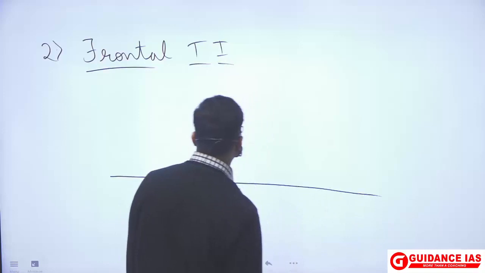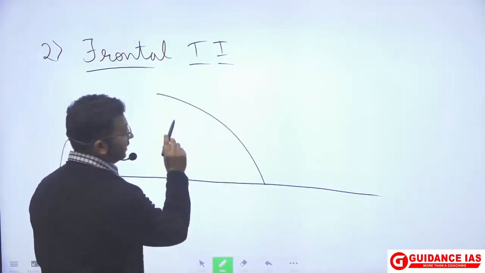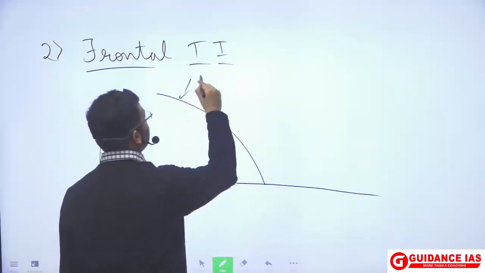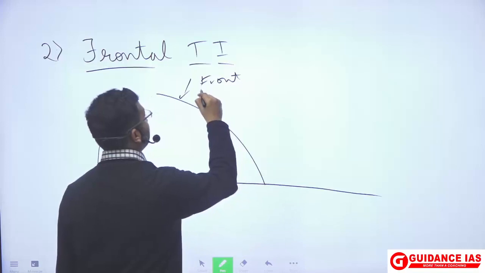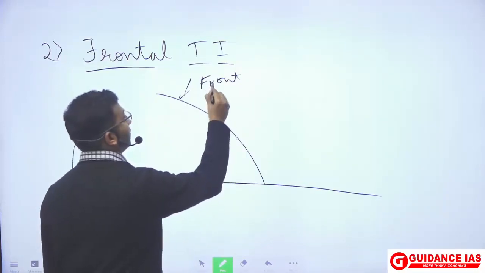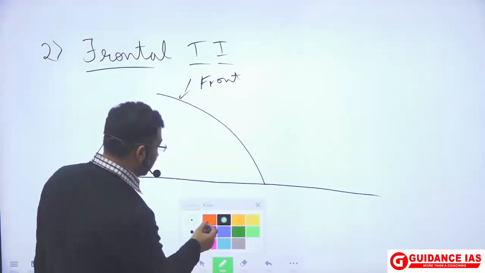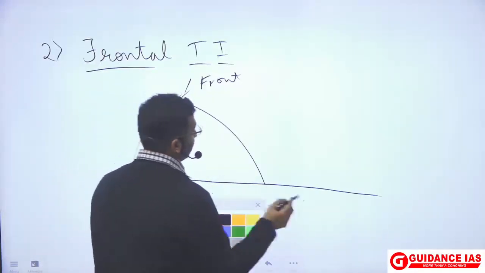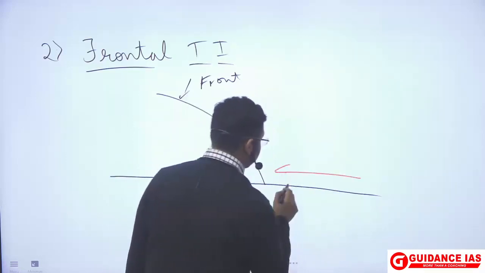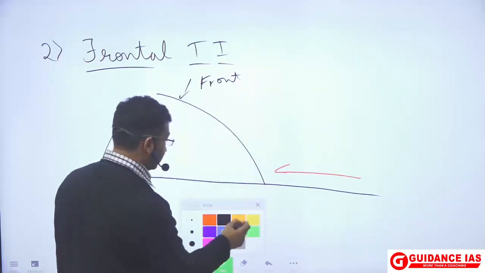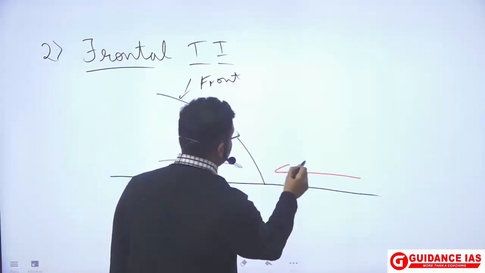Suppose this is the Earth's surface. It is a sloping boundary. This is the front. A sloping boundary formed due to the convergence of two contrasting air masses. Suppose this is a warm air mass. This is a cold air mass.